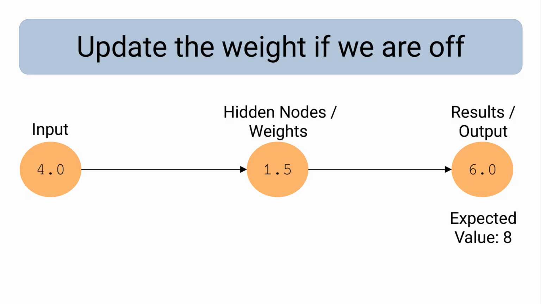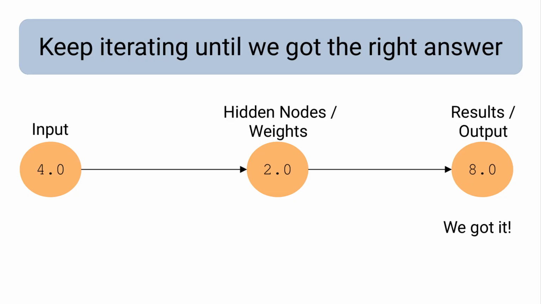So we go through this process again. We take 4.0, multiply it by 1.5. That gets us 6.0, which is still shorter of 8, but at least we know we're going in the right direction. So now we increase the weight to 2.0. So once again, take 4.0, multiply that by 2.0, and guess what? We got 8.0. No loss. Now, at this point, because there's no more loss, there's not too much that we need to do. We'd still have to go through the entire training data set, but in this specific case, we know we have the correct answer for this weight, and that's basically it.